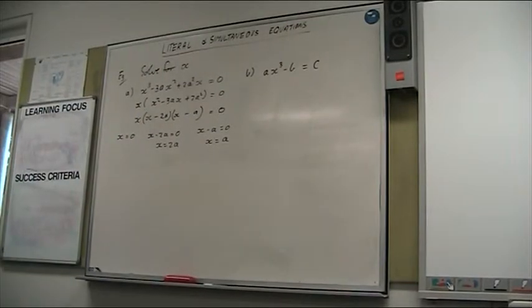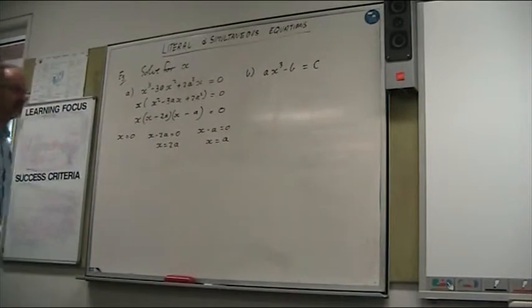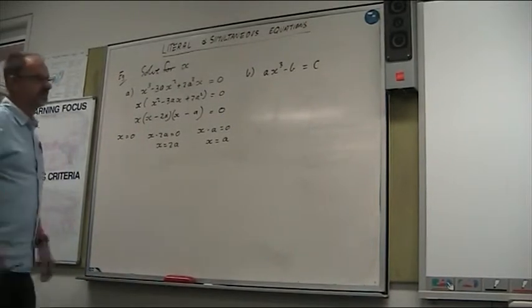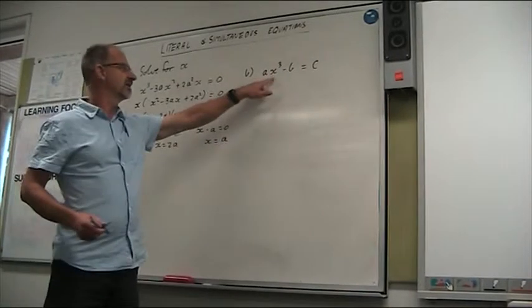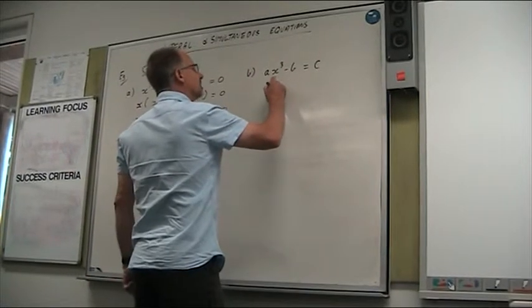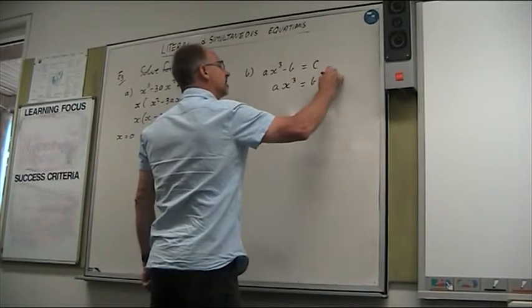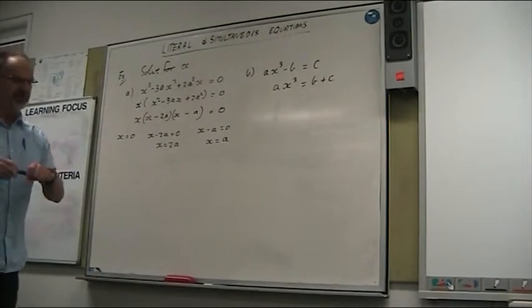So again we're going to solve for x, so ax cubed minus b equals c. It's a literal equation, and because it's got these other letters, that's all it means. So follow the same process of solving. What would we do first? Well, we want the x by itself. We're going to add the b. So if we do that, x cubed equals b plus c, or c plus b, just write it in alphabetical order.